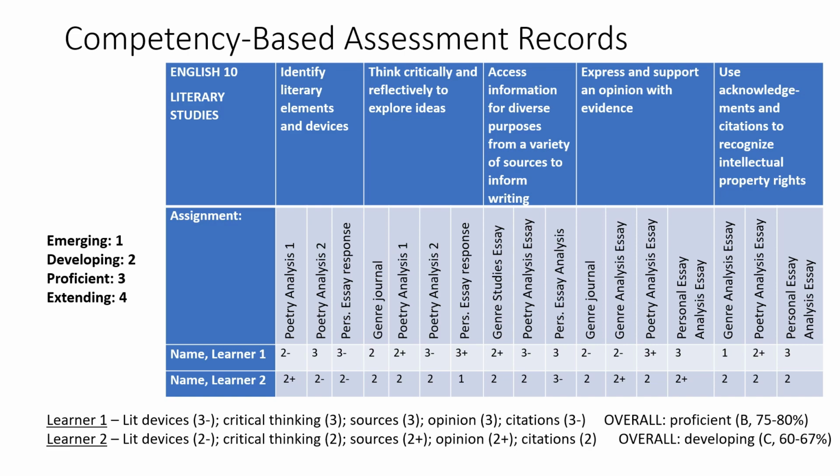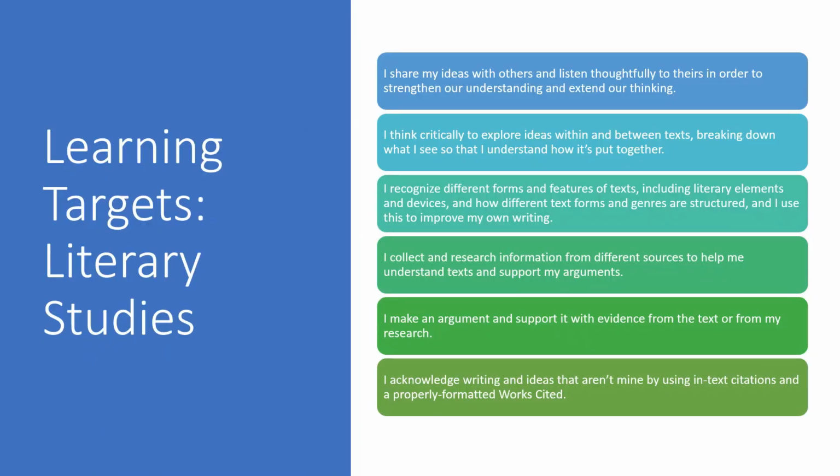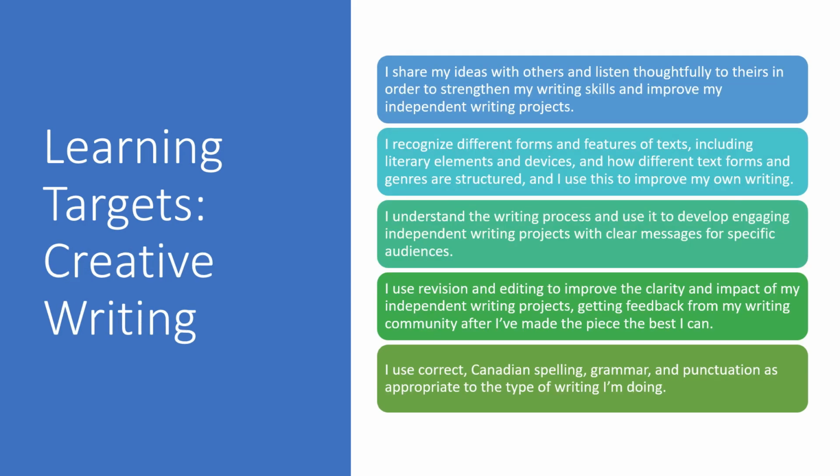So ideally, just like with the citations for Learner 1, I'd want to see if that was a one-off or if it actually demonstrates an increased understanding. To get to the competencies that I assess in my records, I start with learning targets. Well, I start with identifying what the most important curricular outcomes are, and then I break those down into student-friendly learning targets. So these are the ones for literary studies, and these are the ones for creative writing.